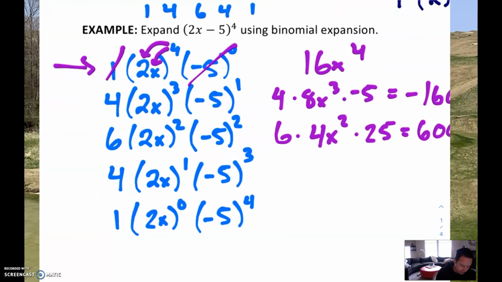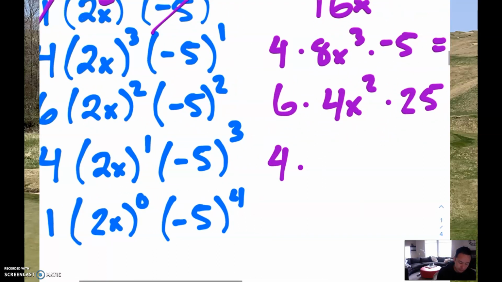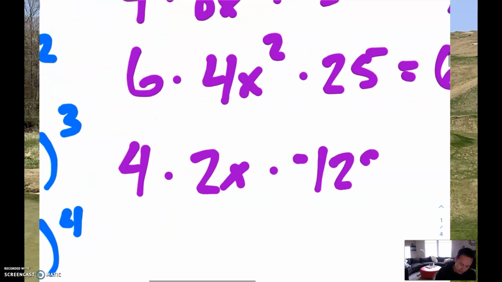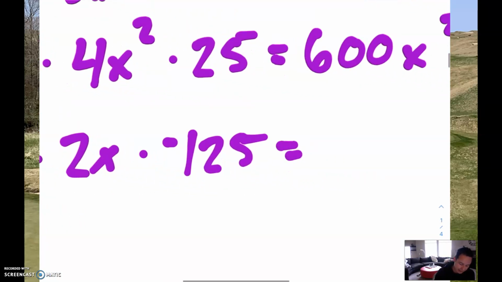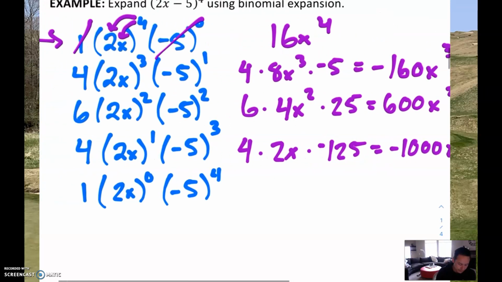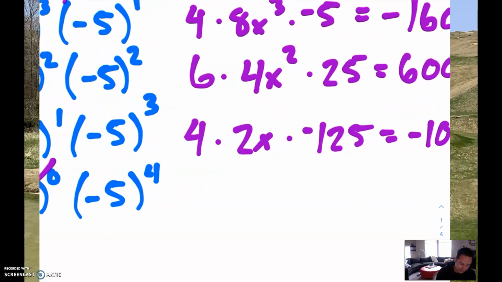Let's move on to the next one. It's going to be 4 times 2x to the 1st, which is just 2x. And negative 5 to the 3rd power is going to be negative 125. So we can take 4 times 2 is 8, multiply that by negative 125, and that gives us negative 1000. Don't forget the x at the end. And lastly, 1, 1. Those make it nice and easy. And we can take negative 5 to the 4th power, and that's just 625.